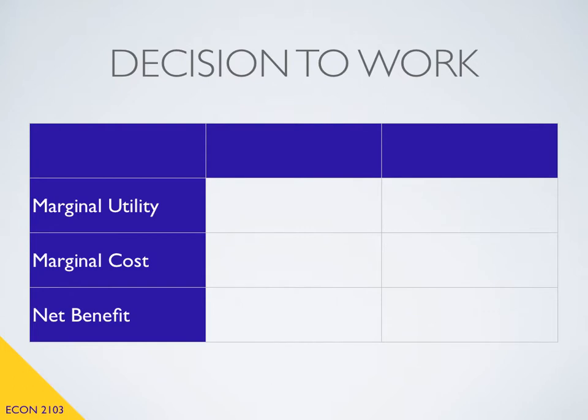In this case, we're going to look at two possibilities. One is to spend our time working, and the other is to spend our time not working or leisuring. This is what economists traditionally refer to as the work-leisure decision. Now that we've completed step one, we can turn to step two, and that's to identify the marginal utility or additional happiness for each of these options.